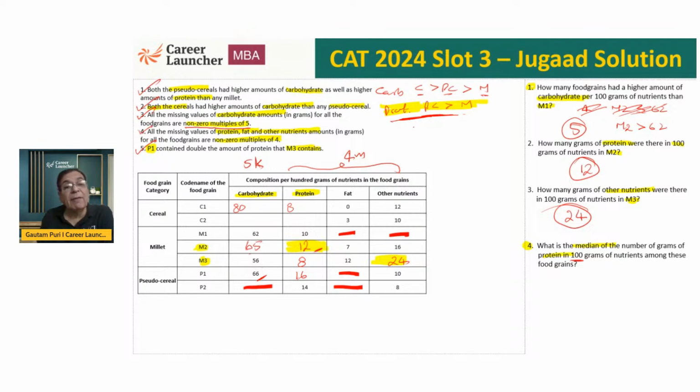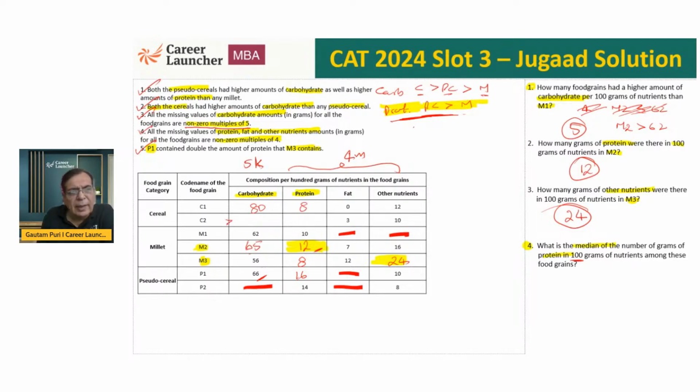Next, we'll not check 85. Why? If 85 comes here, this will become an odd number. Protein will be odd. Next is 90. 90 and 12, 102, not possible. Total is 100, right? So 80 and 8. Okay. Similarly, what about the next one?